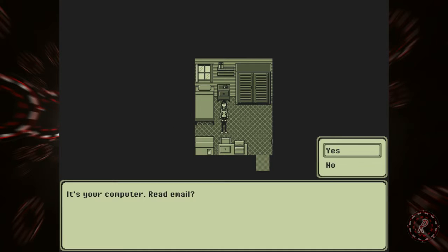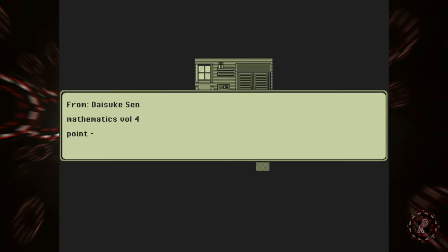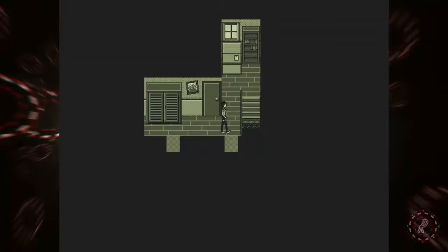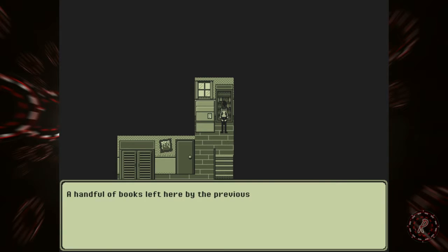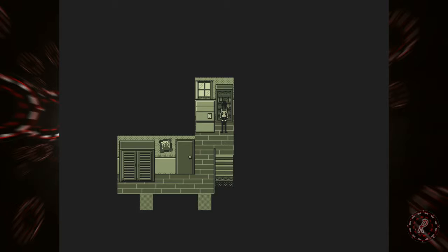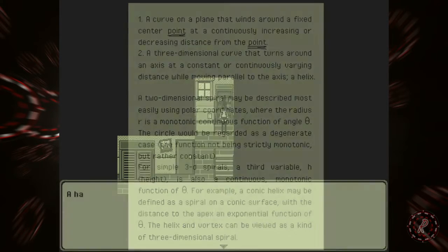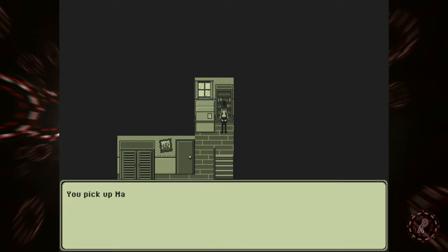I opened up a text program. Okay, so point, spiral, helix, axis. Sorry if you can hear my typing while I'm doing that. Normally I try and keep the sounds minimal on that, but I do have a mechanical keyboard, so. All right. Curve on a plane, blah, blah, blah. Okay, so point, one, two. Okay, I don't see the word point again.